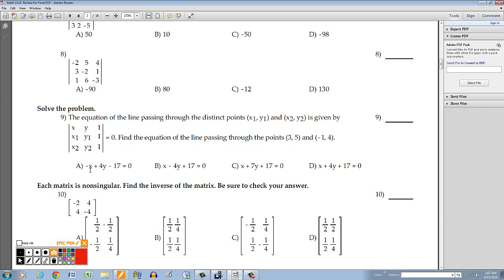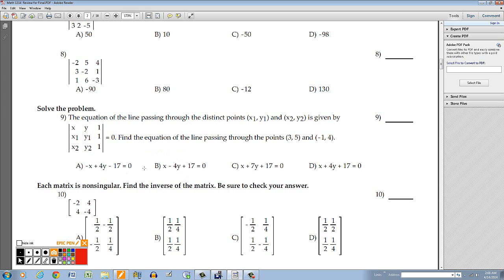Keep the x and the y on one side, and evaluate this, and you'll get answer A. But notice answer A is the same thing as answer B. If you multiply this by negative 1, I get this answer. So in this case, they gave me the same answer twice, so A and B could both be the correct answer.